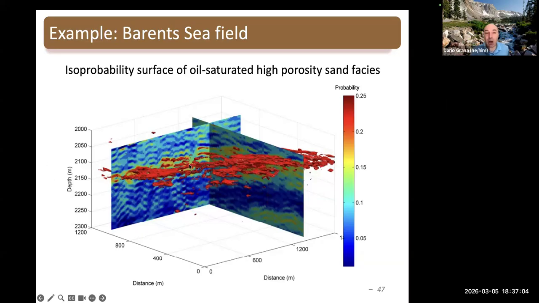So here I try to map all the points where the probability of porosity being higher than the target of the company and the water saturation being lower than the target of the company is higher than 0.7. So this is an iso-probability surface, and all the points in the red area represent the regions where we expect the rock and fluid properties to be better than the target that the company had. So in this case, it was porosity higher than 20% and oil saturation higher than 75%.